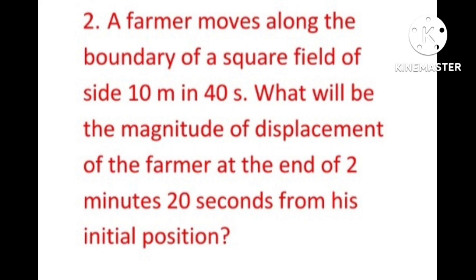It is given that the farmer moves along the boundary of a square field. That is, the field has a square shape and each side is 10 meter. Also, the time taken is given as 40 seconds. We have to calculate the displacement of the farmer after 2 minutes and 20 seconds. Okay, hope the question is clear to you.